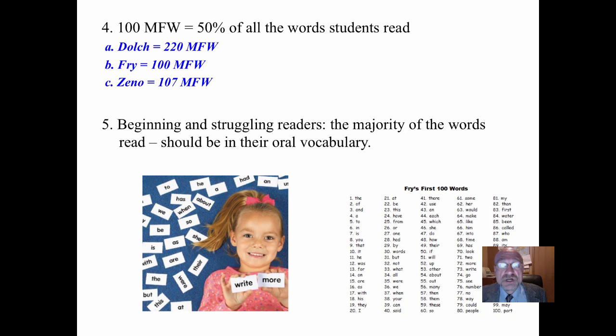Now know these terms. There are most frequent words, Dolch list, 220 most frequent words, Fry, Zeno. These are all relatively the same. Now, beginning and struggling readers, the majority of words that they read should be in their oral vocabulary.